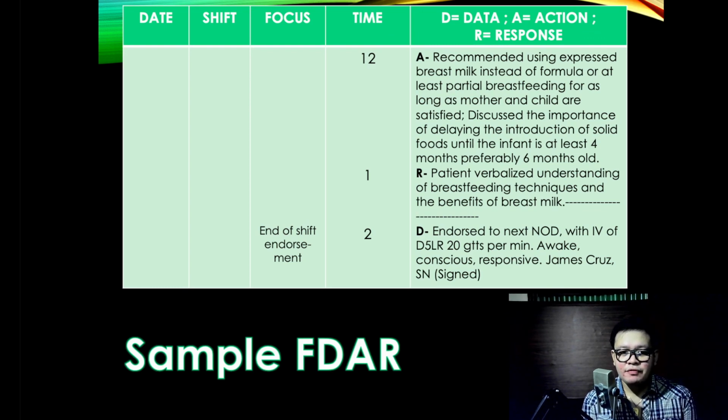Patient verbalized understanding of breastfeeding techniques and benefits of breast milk. So your response should be based on the focus because your focus is enhanced breastfeeding. And in that way, based on the actions that you provided to your patient, a good response was an understanding or the knowledge of the mother was well enhanced, okay, based on your health teaching, okay.